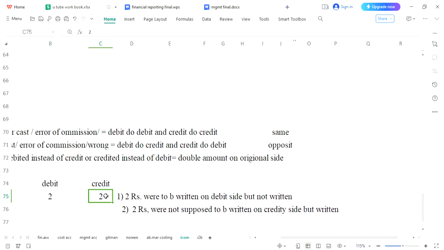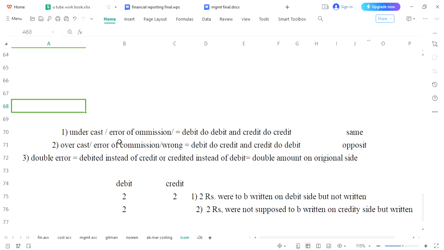Secondly, this 2 rupees on the credit side was not required to be written on the credit side. To cut it, we cannot cut it, we cannot erase it, we cannot delete it, we cannot use whitener. So to cancel its effect, we will write 2 rupees once again. So the solution is what? You will write double amount on original side. Double amount on original side. So please understand, these are three errors.